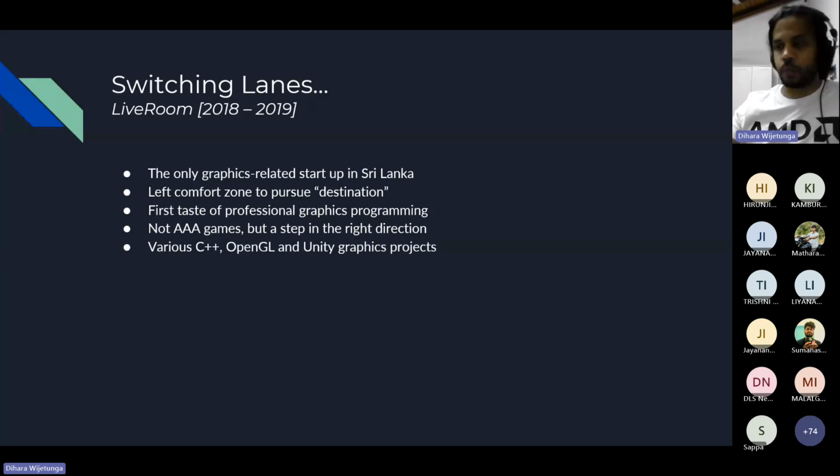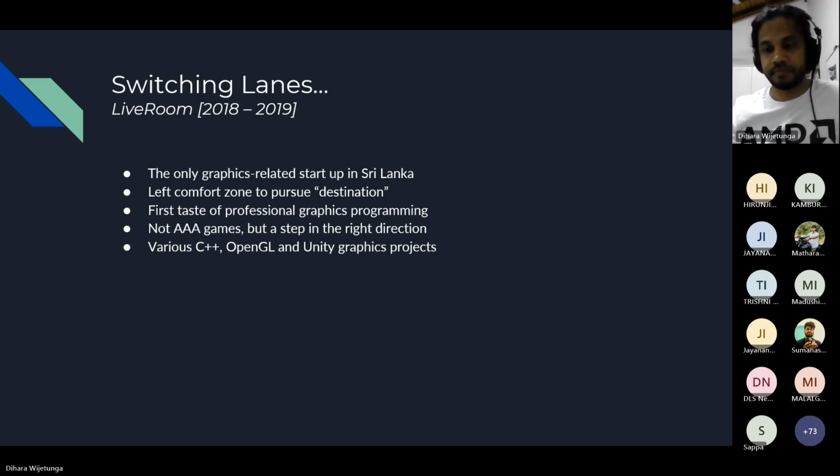So I got to work on different types of graphics. I got to work on desktop graphics, mobile graphics, web graphics, and all that stuff. So it was a decent mix of everything. It was not games, but it was close enough. I got to do some professional graphics experience. So I got some C++, OpenGL experience, all that stuff, which was not bad for my second job.